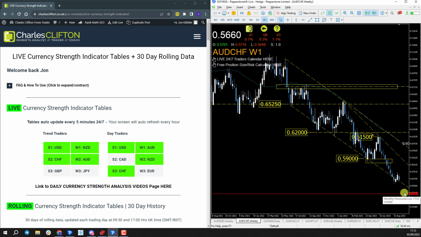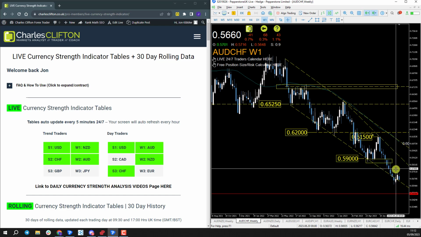0.55 is the major low that we have available to us. I was expecting it to move back up to the 0.59. We just haven't had it. Again, kind of showing us how weak this market is.